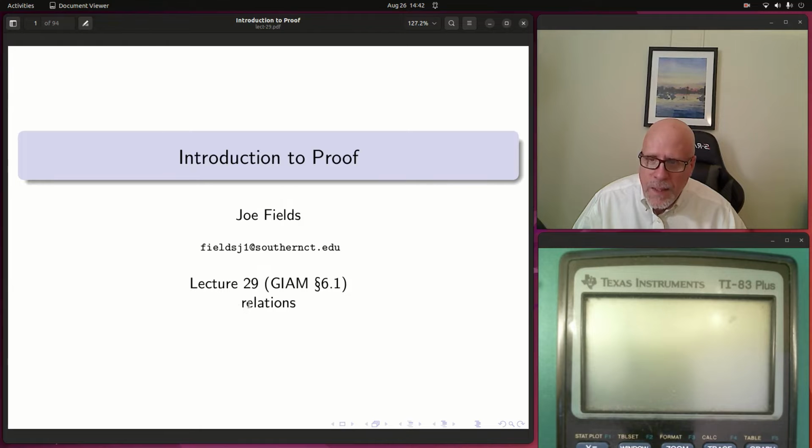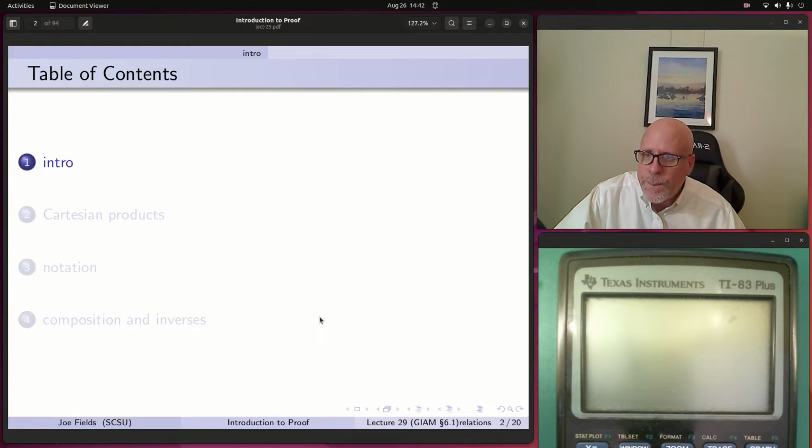That is an intro to relations. Now, we've previously seen relations back in Chapter 1, but this is going to be a bit more formal. So, moving in the direction of more rigor.